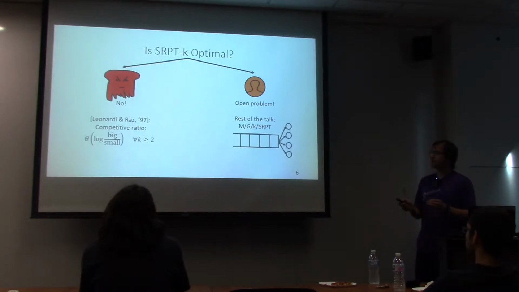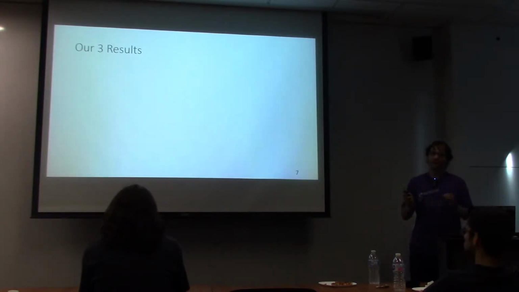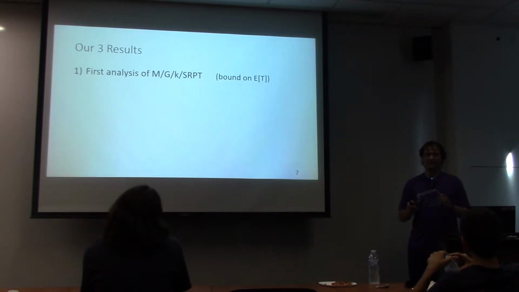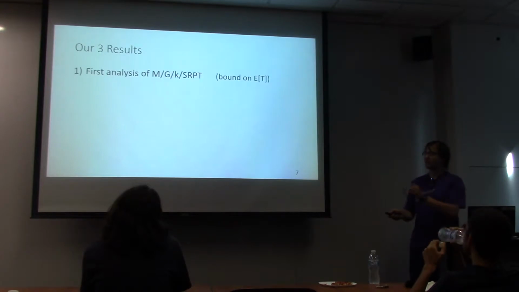All right. So now let me show you our results. The first result is that we give the first analysis of SRPT-K for the MGK system. And this is a pretty big deal. For the MGK system, all people have really tried to do in the past was analyze simpler policies, like first come, first serve. And even on those simpler policies, the only results they could get were approximation results, and people have even proven those approximations could be arbitrarily bad in some cases. So people really didn't know much about the MGK. So that's why this is a big deal.